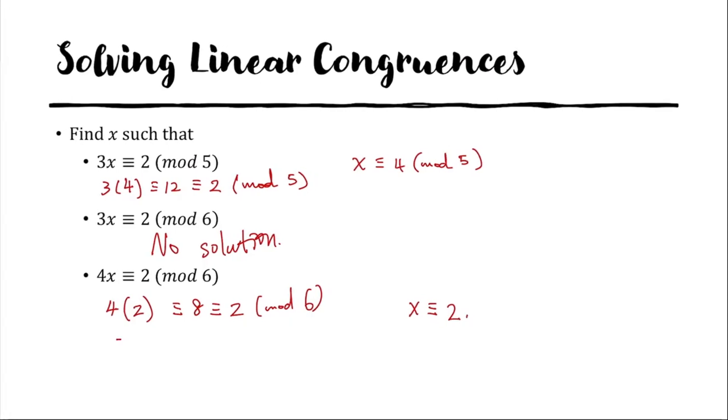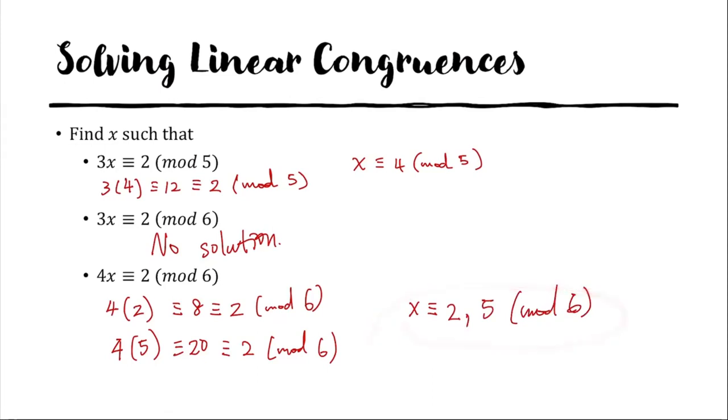Okay, 5. So let's check 5. 4 times 5 will give you 20. 20 mod 6 will also give you 2, right? You can subtract 18 from it. 18 is a multiple of 6. So both 2 and 5 modulo 6 work for x. So we just found a linear congruence with multiple solutions in the modulus.